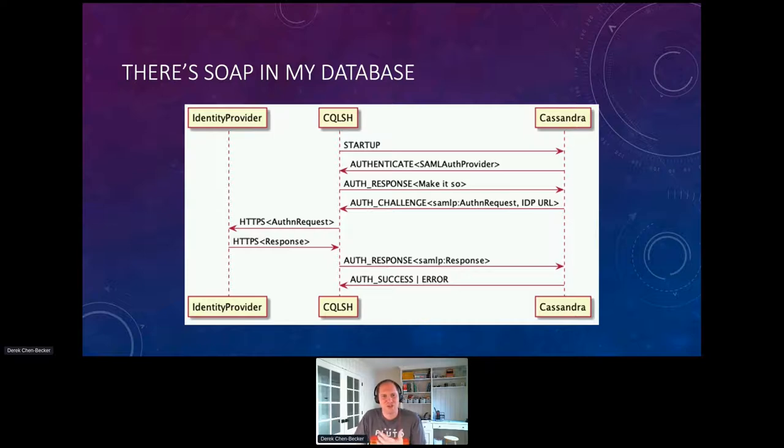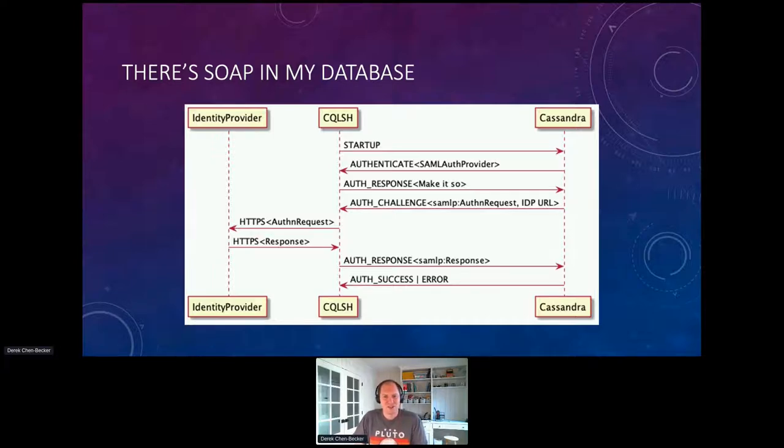to make this work. So the idea would be if we initiate a startup and Cassandra is configured to use a SAML auth provider, it would say, okay, you need to authenticate with SAML auth provider. Now, because of the way SAML works, it's actually the service provider that initiates the authentication request, not the client. And so our auth response is basically an empty message. It doesn't really need to be anything. So we send that back to the Cassandra server.